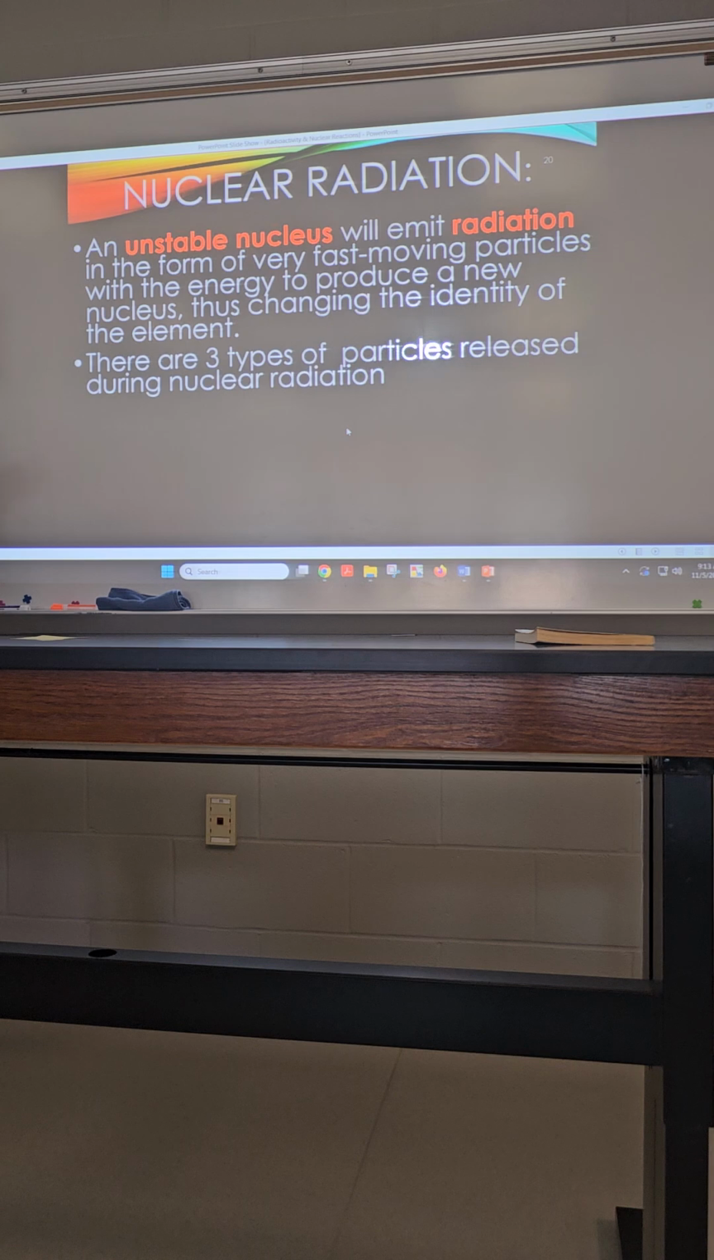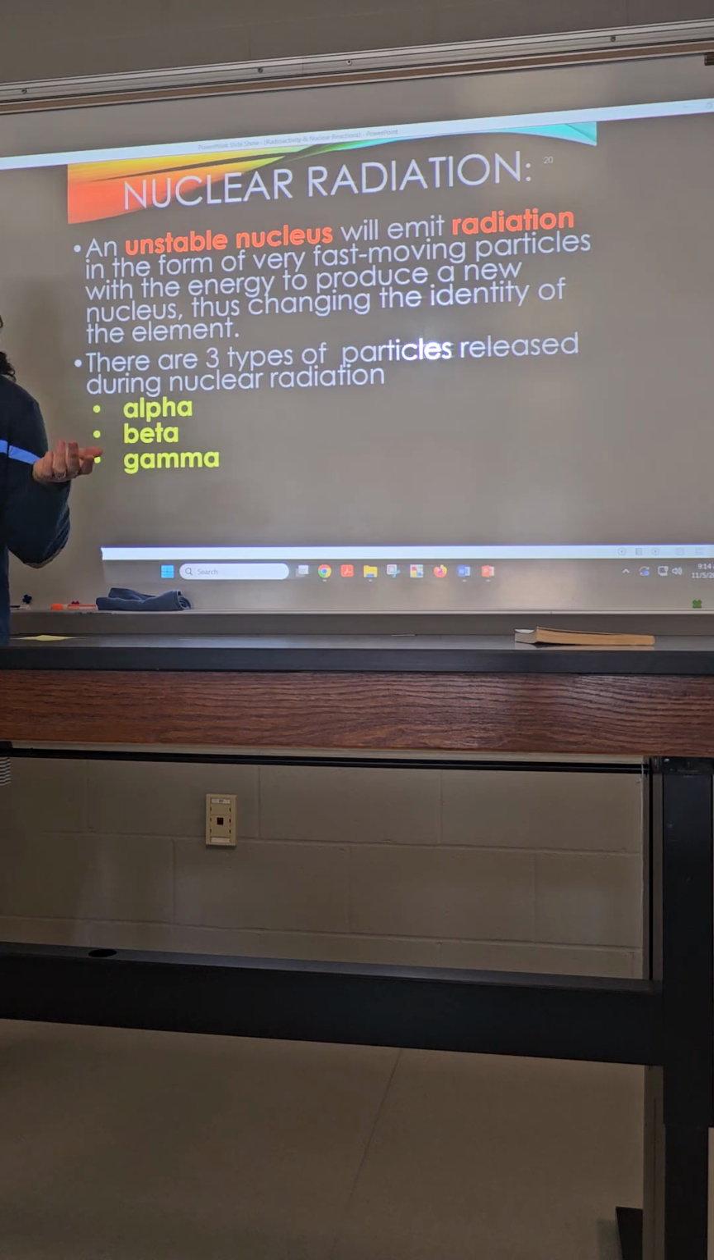There are 3 types of particles that get released during nuclear radiation. There's the alpha, the beta, and the gamma. We've mentioned alpha particles back when we talked about the gold foil experiment, where they shot those positive alpha particles through the gold foil and watched to see what happened. We're going to talk about this very briefly. We could have a whole unit on radiation, but here is just a brief introduction to it.